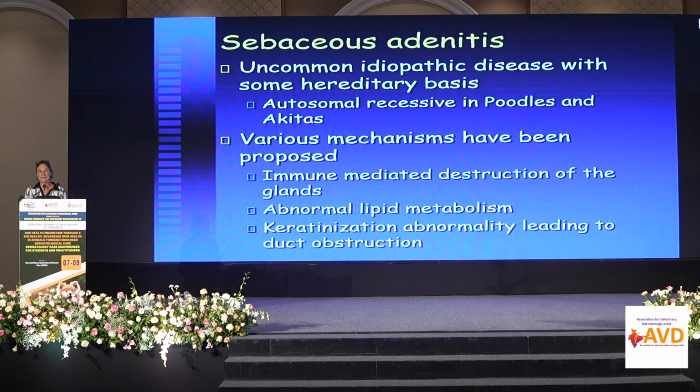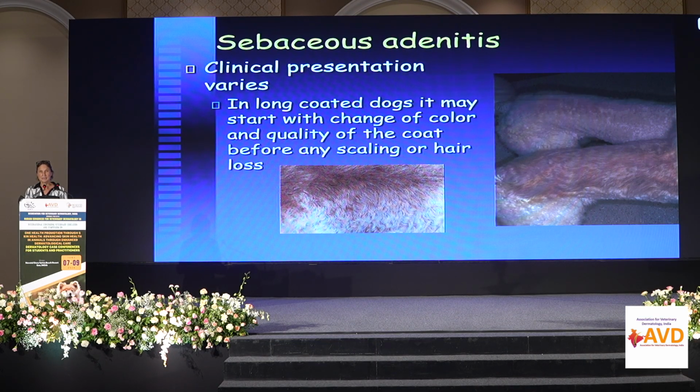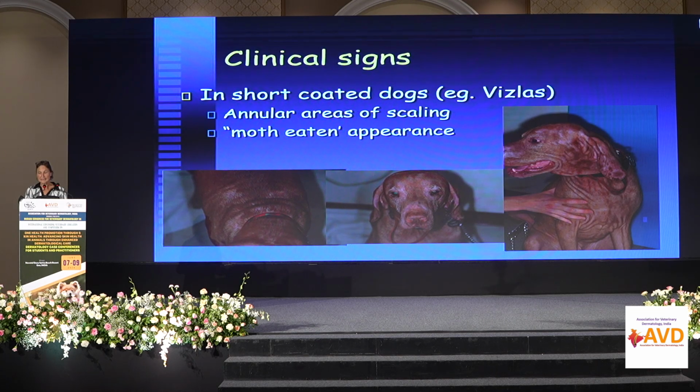Sebaceous adenitis is genetically inherited. It runs in certain breeds like Vizslas, Poodles, and Akitas, and it's an immune-mediated progressive destruction of the sebaceous glands. As a consequence, they get crusting, scaling, and frequent secondary bacterial infections. Depending on what stage of the disease, they may be presented initially because the structure and the quality of the hair has changed, or they started developing scaling.